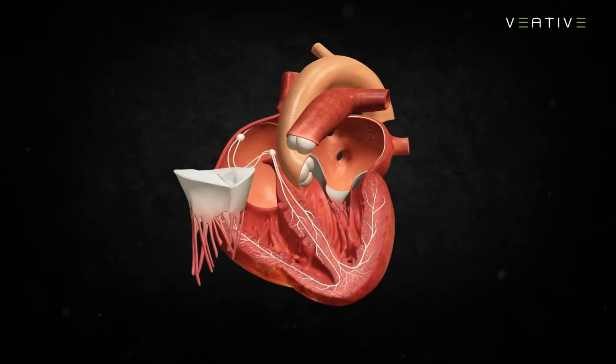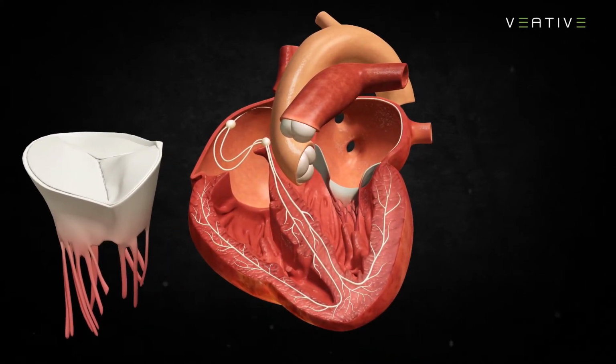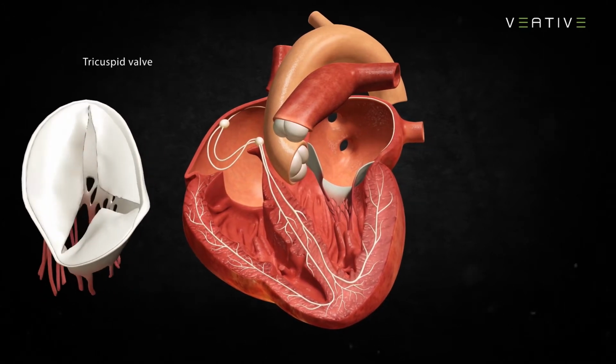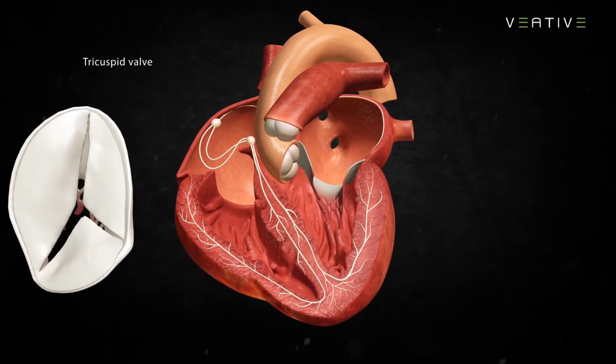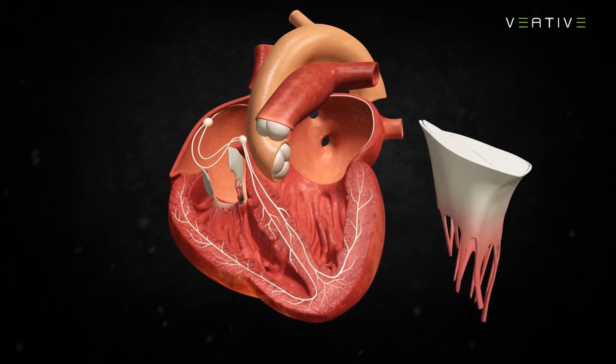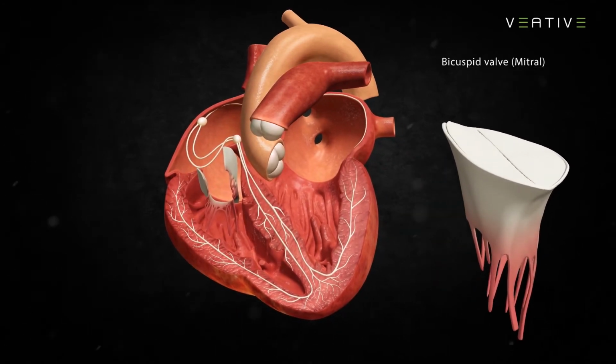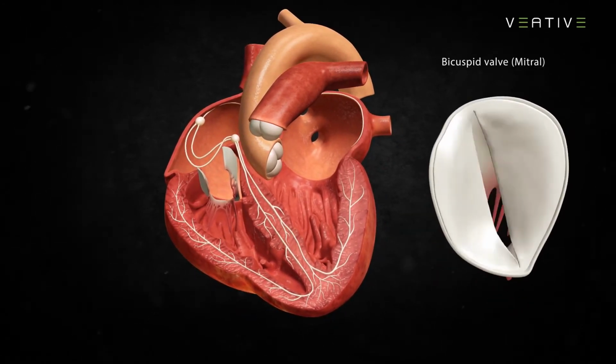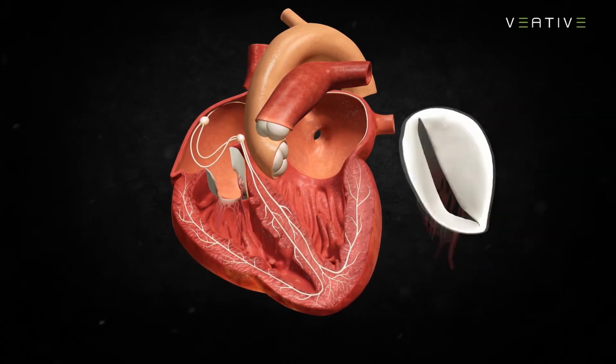The right atrium and ventricle are connected through a valve called the tricuspid valve. It consists of 3 muscular flaps or cusps. The left atrium and ventricle are connected by the bicuspid valve or the mitral valve. It has 2 muscular cusps.